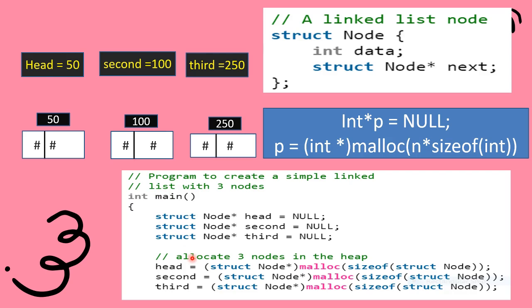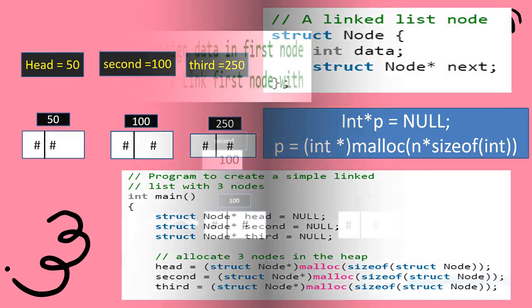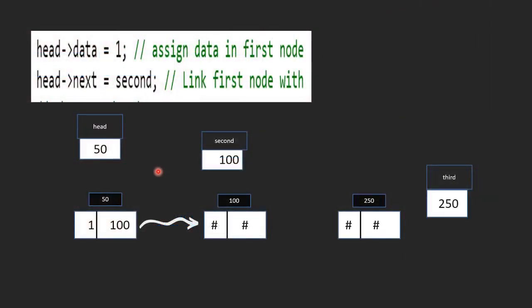Now the next part is to make the links, so that we can get a proper linked list. To make the first link, we are going to update the data in the first node. As head is the pointer to this first node, to update the value inside the data, you should do head arrow data equals 1. That means head, hyphen, greater-than sign, then data and 1. If you do this, it will assign the value 1 as data in the first node.